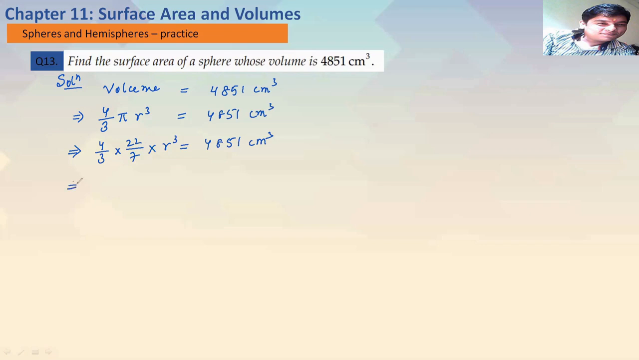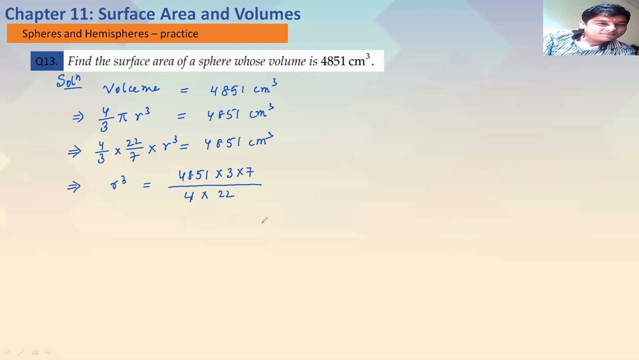Okay. What next? What do you think we are going to do next? Multiply 7 with that, 4851. Yes, we are going to transpose everything that is a given constant to the other side. Eighty-eight. No, sphere. Okay.